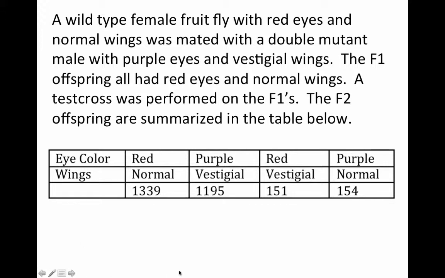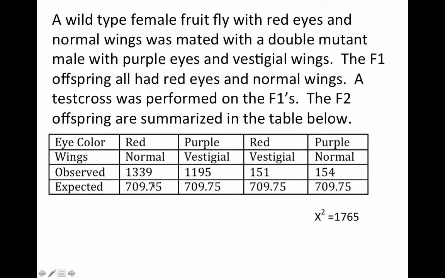So basically, if you look at this data, if you do this cross, you would expect in the F2s even numbers in each of these categories. In other words, you would expect a 1 to 1 to 1 to 1 ratio. And of course, you can do a chi-square on this, and your expected values are here, and you get a chi-square of 1,765, which is way off the charts. You're going to reject your null hypothesis that this is a 1 to 1 to 1 to 1 ratio pretty soundly.